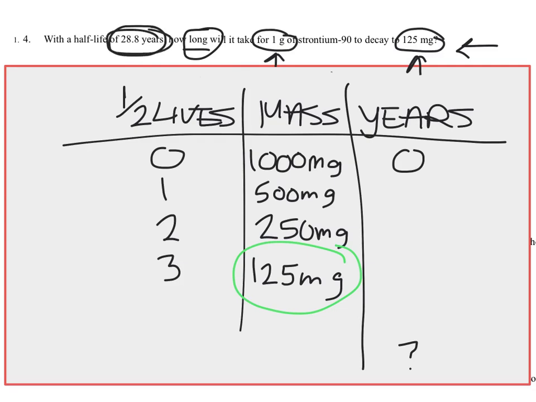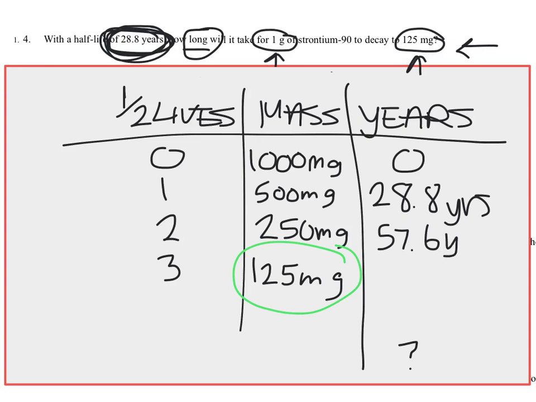Well, each half-life is 28.8 years. So after 1 half-life, 28.8 years has gone by. If I throw in my calculator another 28.8 years, 57.6 years has gone by with another half-life. If I throw in another 28.8 years in my calculator, it's 86.4 years that have gone by.